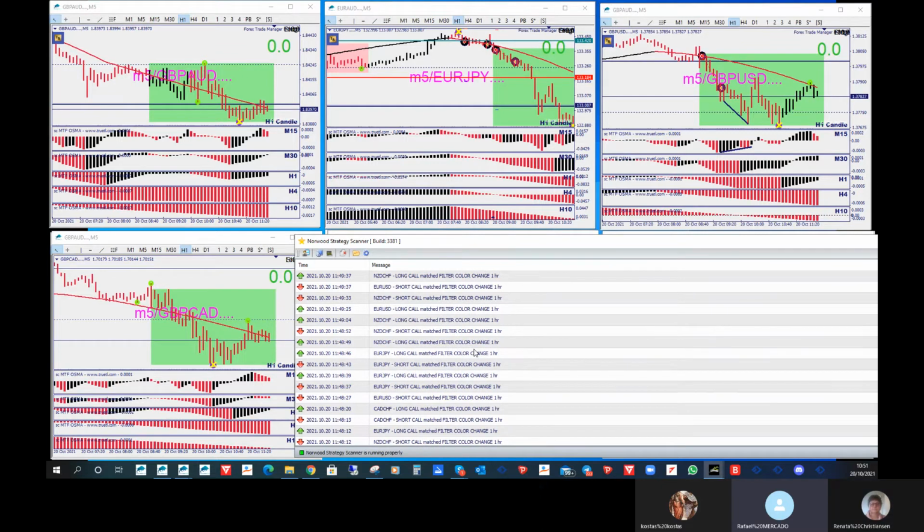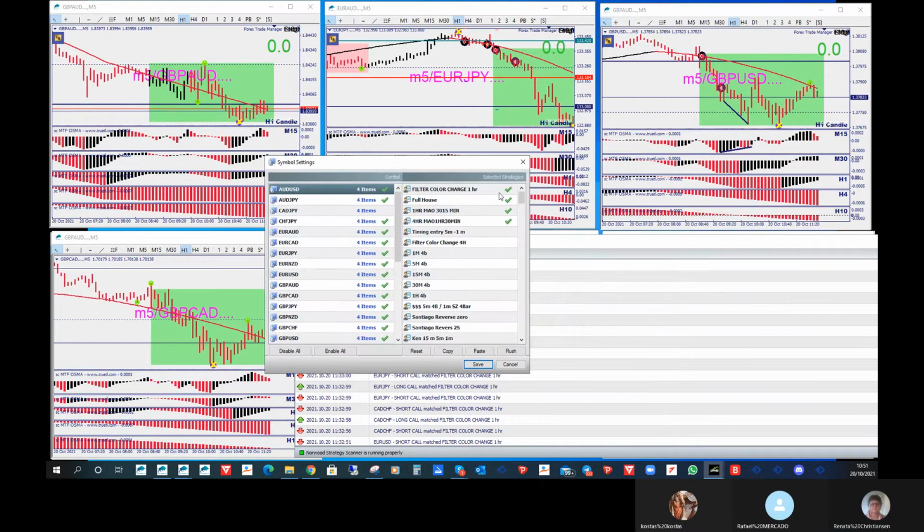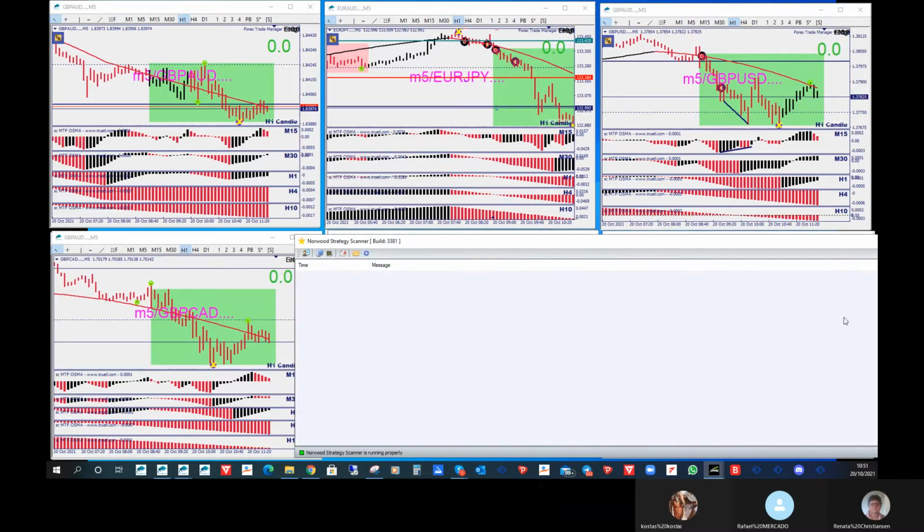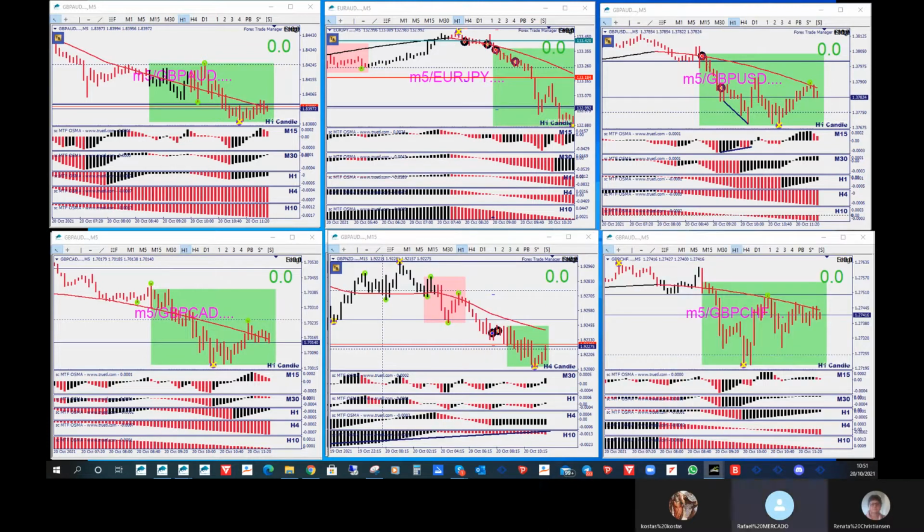I have to take off the color change. I'm going to take it off. The whole idea was that when that alarm goes off, you know that at least the colors of the filter should be there. If it's tradable, that's a whole different determination you have to make. At least it gives you an alert when the filters are lined up in that direction. That's awesome.